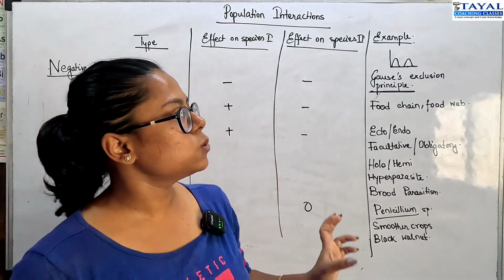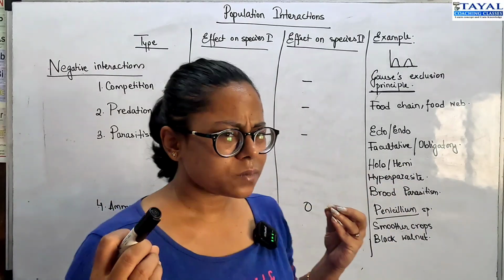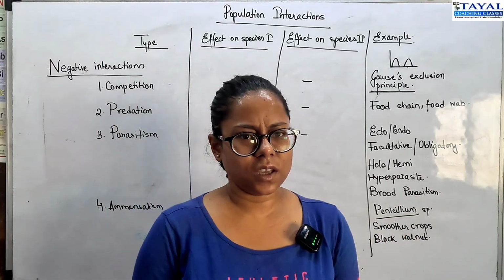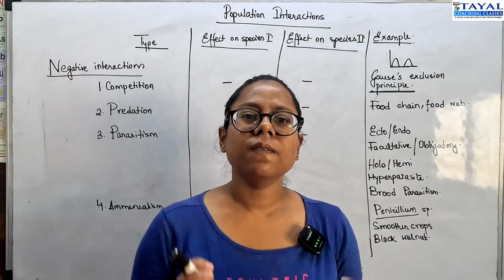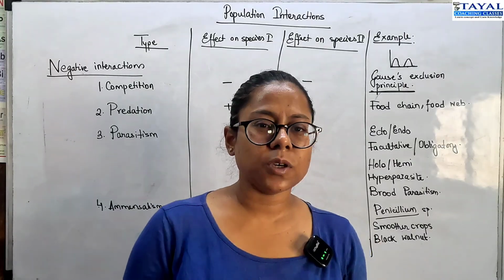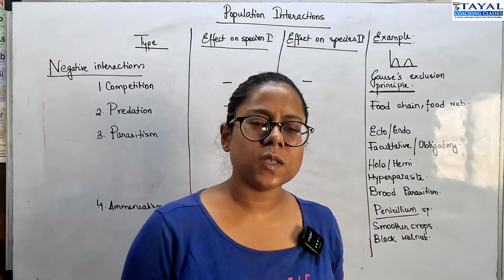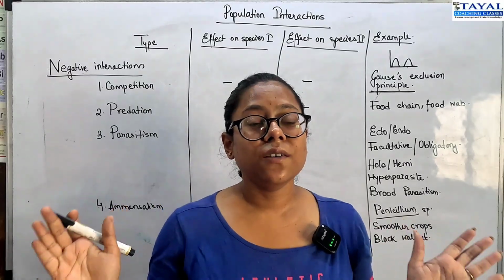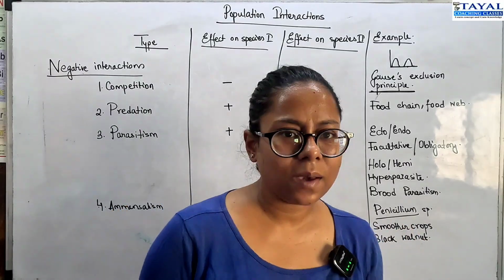So Gause's exclusion principle states that if two species live within the same ecological niche, then there is going to be a competitive reaction because of which either one of the species will cease to exist or both the species will redevelop a new niche, okay.